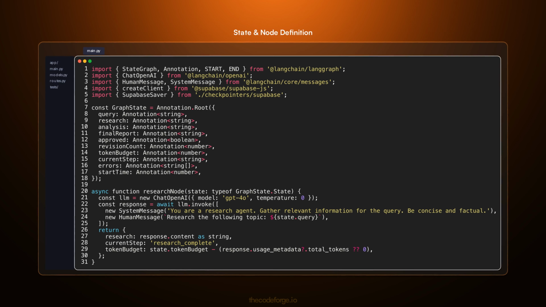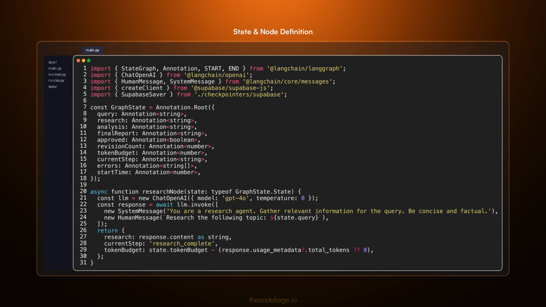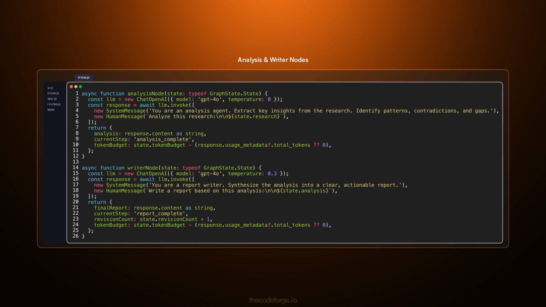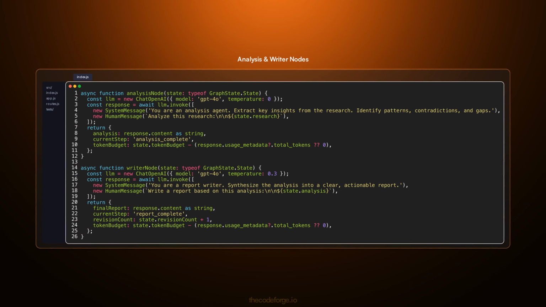Here we define the graph state and the first node. The state includes fields for each agent's output, control flags, and a token budget. The research node calls an LLM and returns the research text along with the updated token budget. The analysis node extracts insights from the research, and the writer node produces the final report. Each node updates the token budget and increments the revision count.